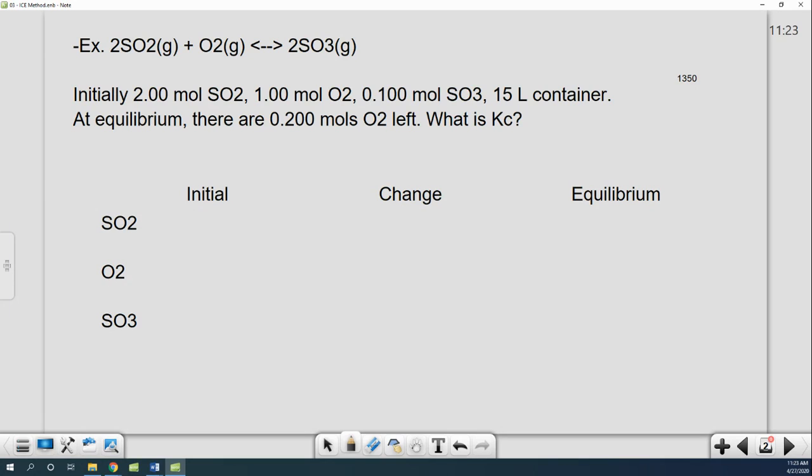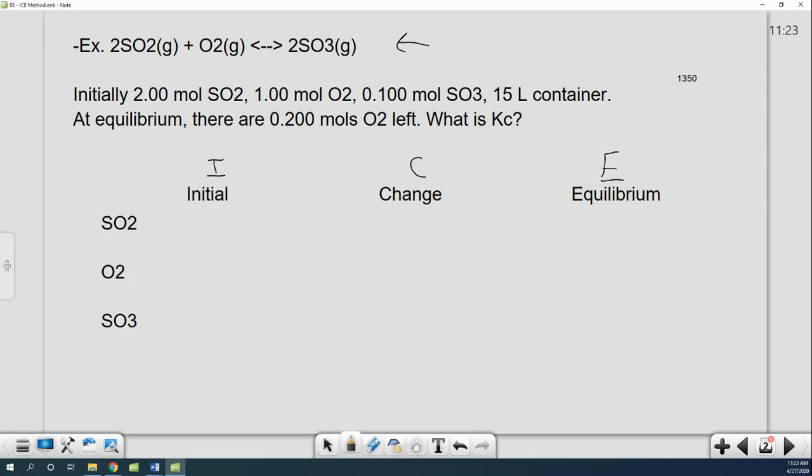So I rewrote the question up here. Same question, no difference. But I've drawn my ICE chart below. So you can see I've got initial, change, equilibrium, ICE. If you just want to write ICE when you're setting these up, that's totally fine as well. So let's start with SO2. How much do we have initially?